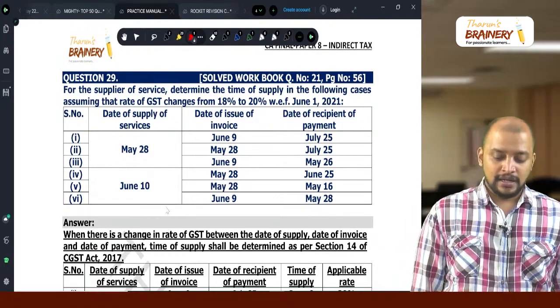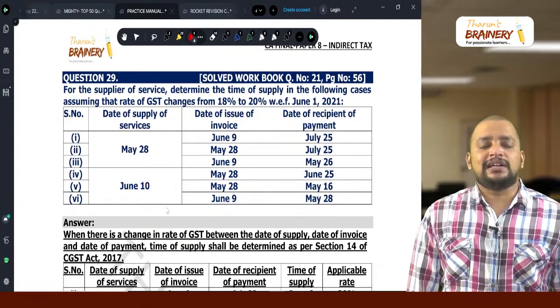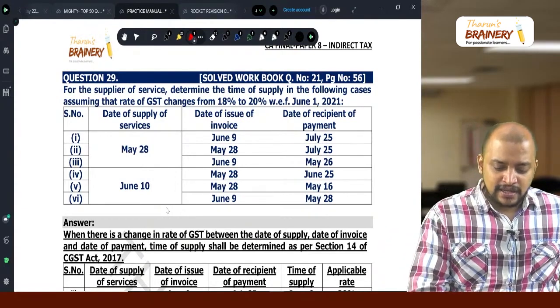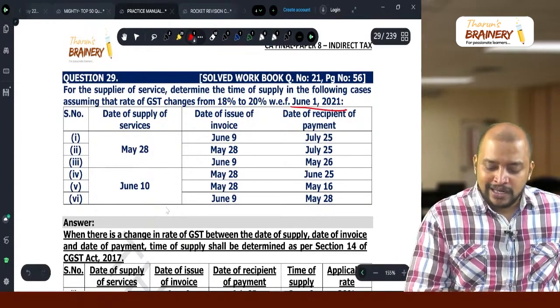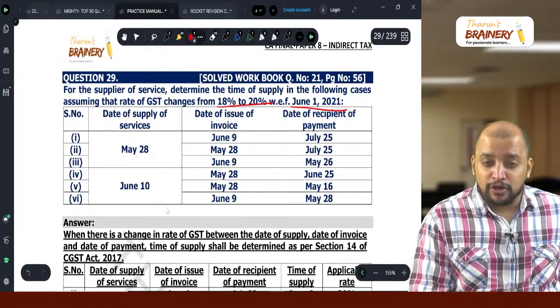Yes. So see this question number 29. This question is related to change in rate of tax. There is a supplier of service, and with effect from June 1, there is a change in rate. Supply is May 28, that is before change in rate.